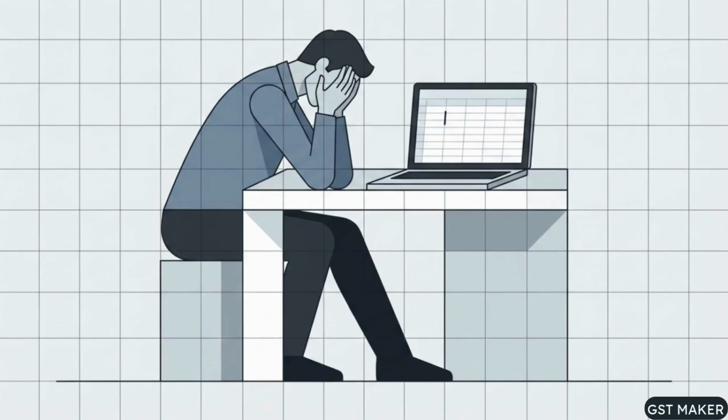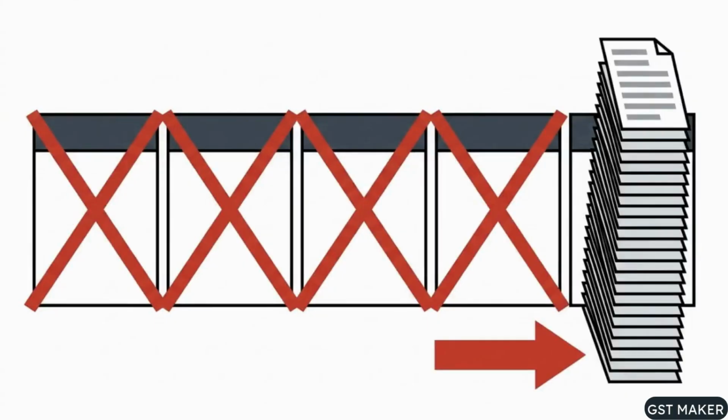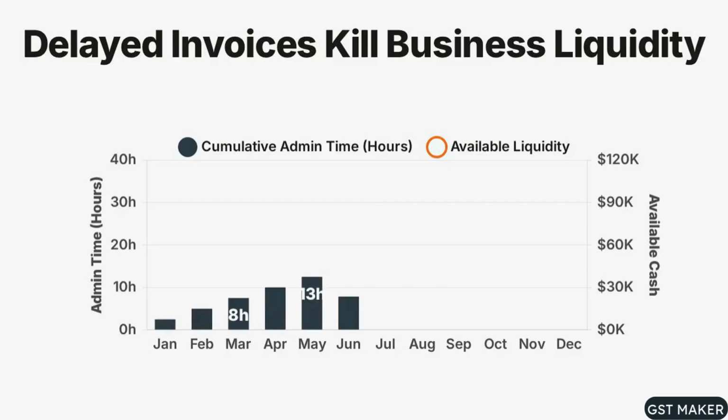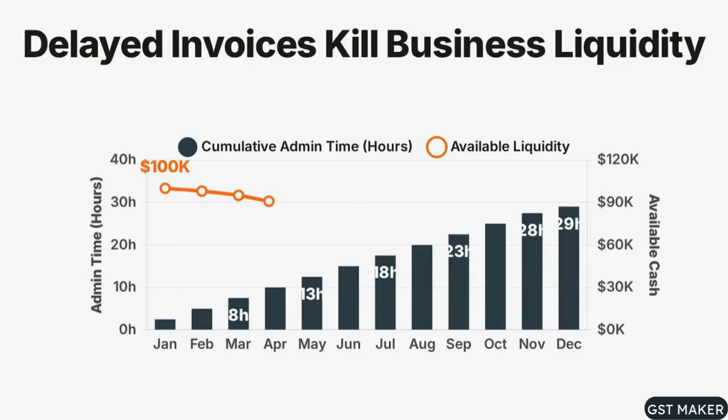Because this work is repetitive and boring, business owners often push it to the end of the week or the end of the month. The direct result of that procrastination is that your invoices reach your clients days, sometimes weeks, late. Losing 30 hours a year is an expensive inconvenience. Delaying your own invoices, however, is a direct threat to your business's liquidity.